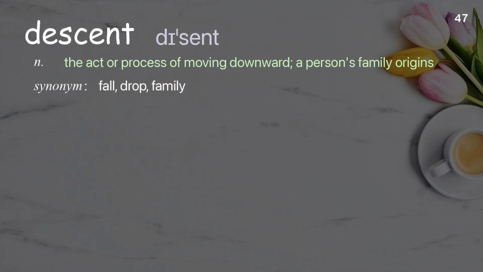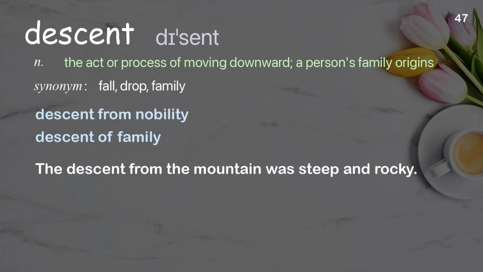Descent. The act or process of moving downward; a person's family origins. Examples: Descent from nobility. Descent of family. The descent from the mountain was steep and rocky.